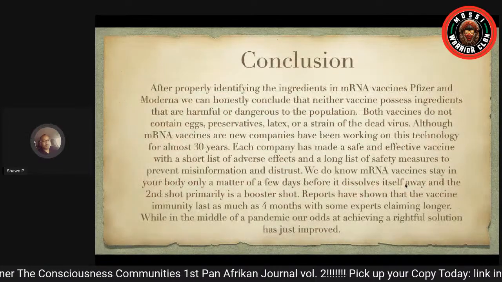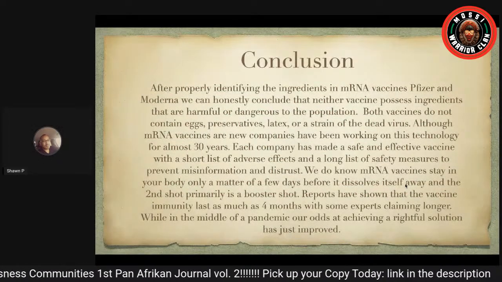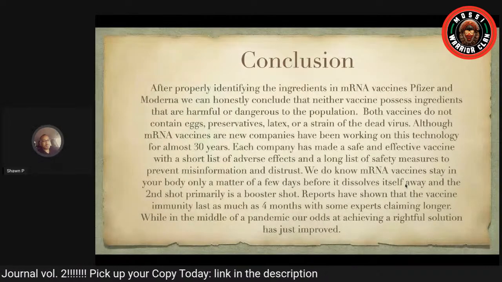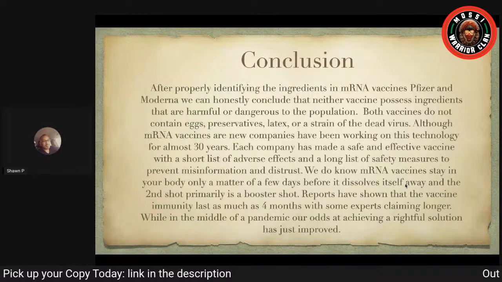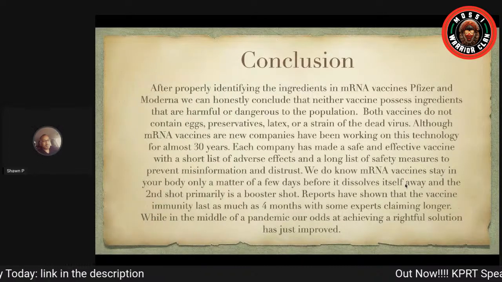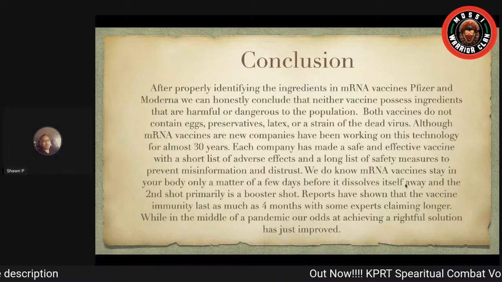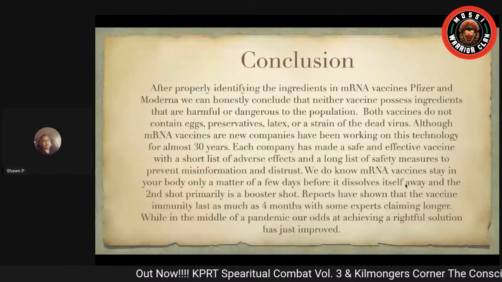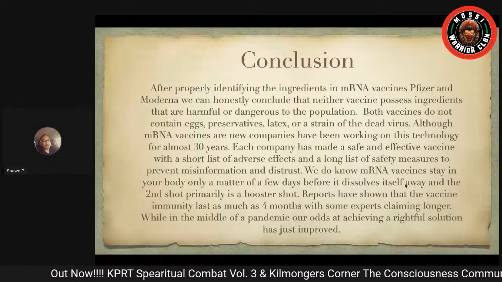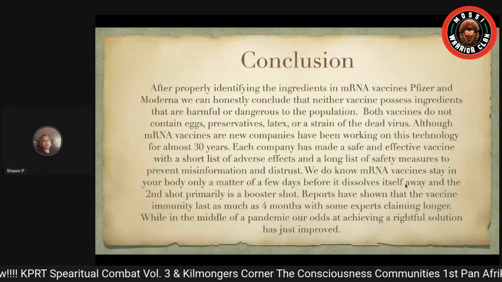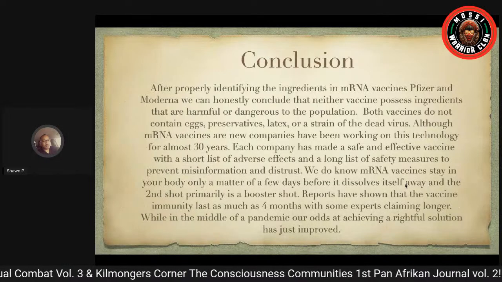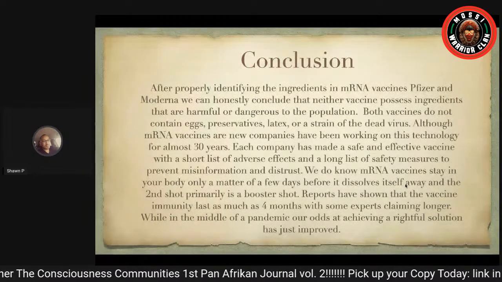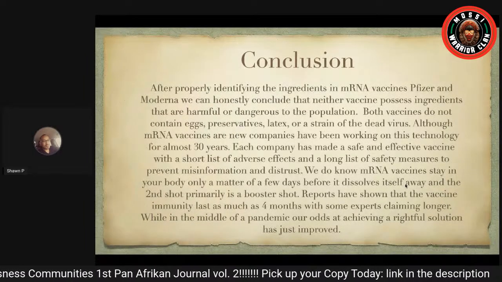Conclusion. After properly identifying the ingredients in the mRNA vaccines, Pfizer and Moderna, we can honestly conclude that neither vaccine possesses ingredients that are harmful or dangerous to the population. Both vaccines do not contain eggs, preservatives, latex, or live or dead virus. Although mRNA vaccines are new, companies have been working on this technology for almost 30 years. Each company has made a safe and effective vaccine with a short list of adverse effects and a list of safety measures to prevent misinformation and distrust.